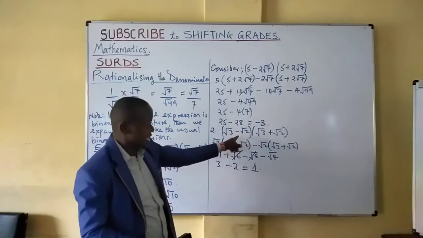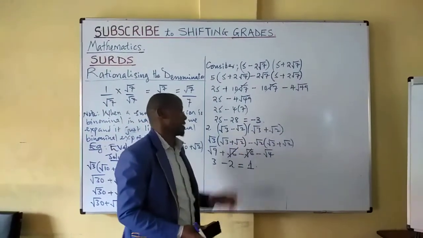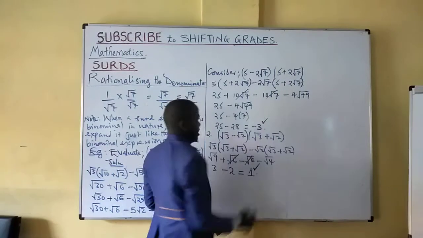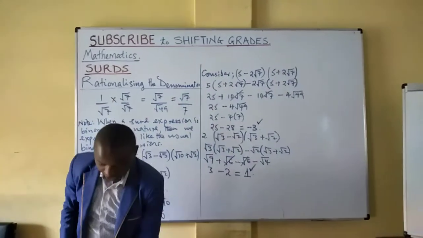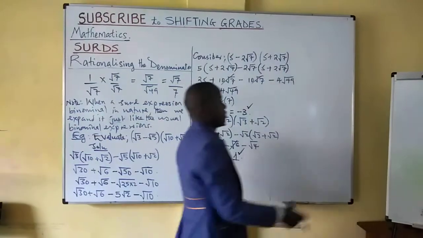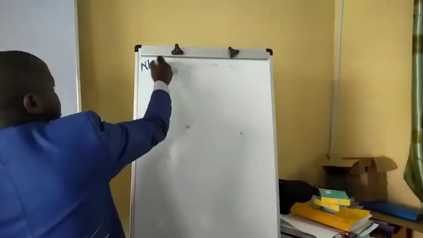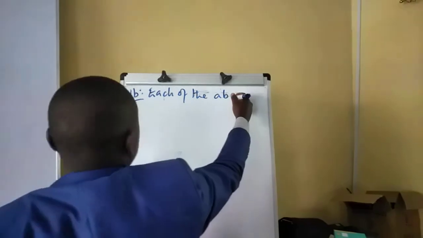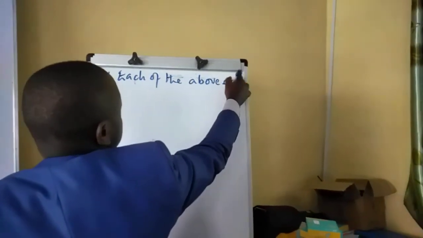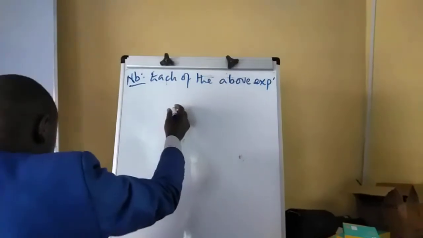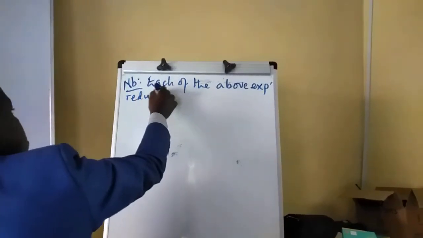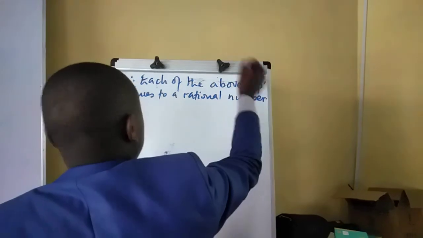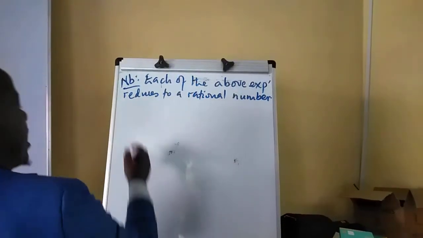Therefore, in these cases now, we have seen that when two expressions are such that they are just the same terms, but in one there is a minus and in the other one we have a plus, then they simplify to give us a rational number. In both cases, we're getting a rational number. Therefore, we can note that each of the above expressions reduces to a rational number.